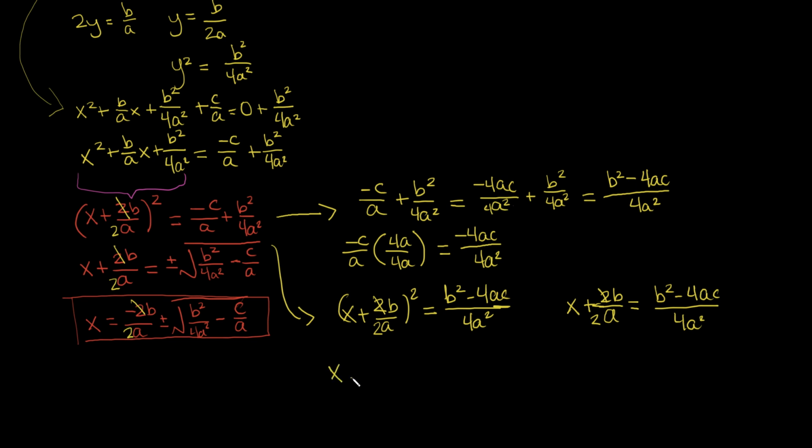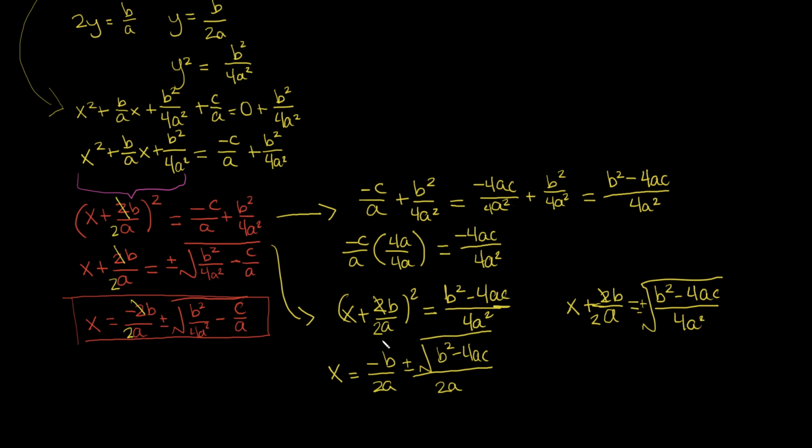We get x equals negative b divided by 2a, plus or minus the square root of, well, we can write this as the square root of b squared minus 4ac divided by the square root of 4a squared. But the square root of 4a squared we can also write as the square root of 4 times the square root of a squared, right? Just taking out the product. But the square root of 4 is 2, and the square root of a squared is a, so we can rewrite this again as divided by 2a.